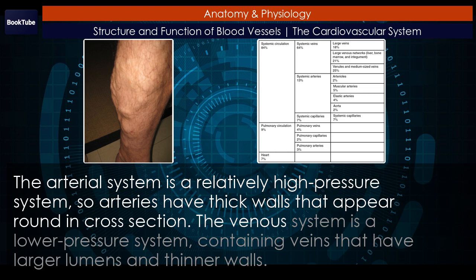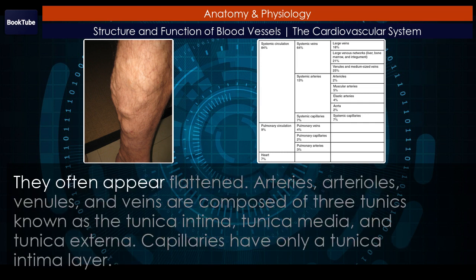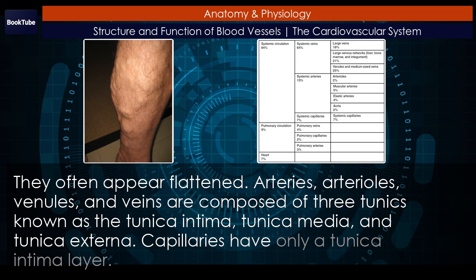The venous system is a lower-pressure system, containing veins that have larger lumens and thinner walls. They often appear flattened. Arteries, arterioles, venules, and veins are composed of 3 tunics known as the tunica intima, tunica media, and tunica externa. Capillaries have only a tunica intima layer.